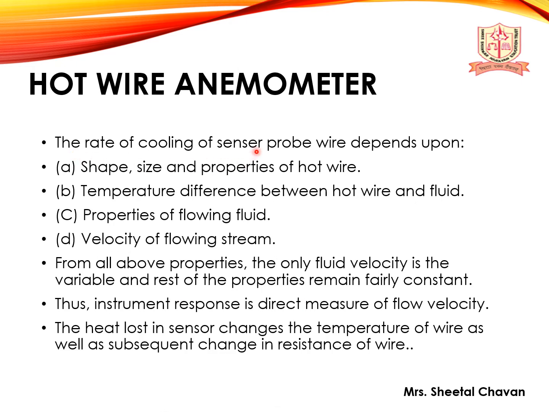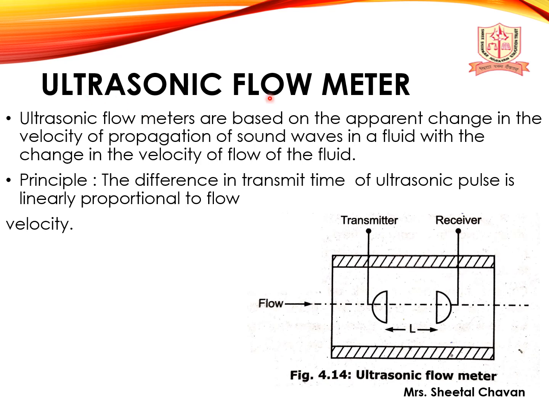The rate of cooling of the sensor probe wire depends upon the shape and size of the hot wire, the temperature difference between the hot wire and the fluid, the properties of the flowing fluid, and the velocity of the flowing stream. Of all these, only the fluid velocity is variable and the rest remain fairly constant. Thus, the instrument response is a direct measure of flow velocity. The heat lost in a sensor changes the temperature of the wire as well as the resistance of the wire.